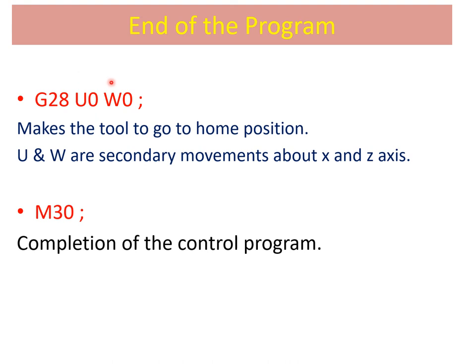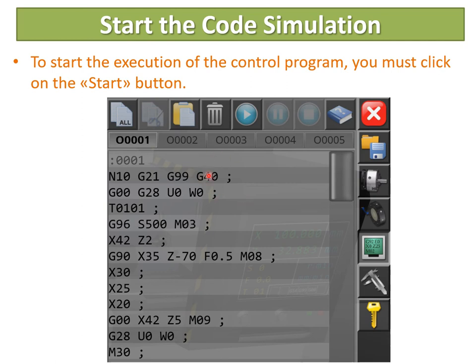At the end there is M30. M30 is used for the completion of the control program. It is always used at the end of the program. Now here our program is complete at M30. So far your coding is complete, your program is complete.